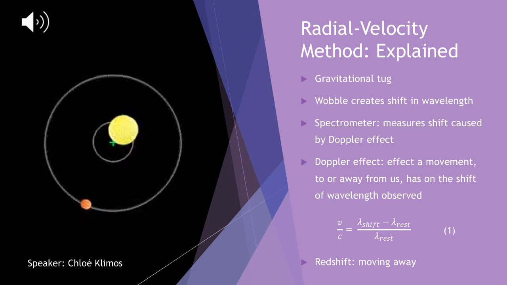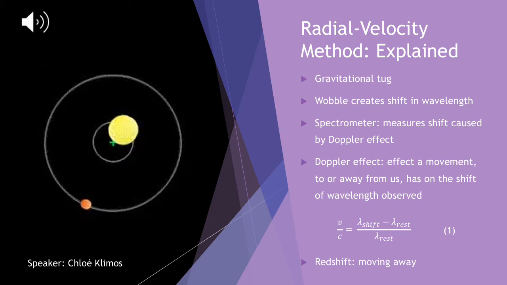The Doppler effect is the effect that movement either to or away from an observer has on the shift of wavelengths observed by the observer. The Doppler effect is demonstrated by the following equation. V over C is equal to lambda shift minus lambda rest over lambda rest. C is the speed of light, 3 times 10 to the 8 meters per second, and V is the velocity in meters per second at which the star is moving around the center of mass.